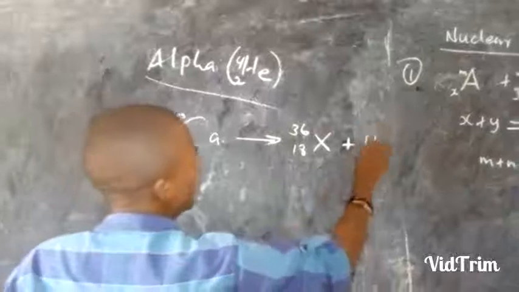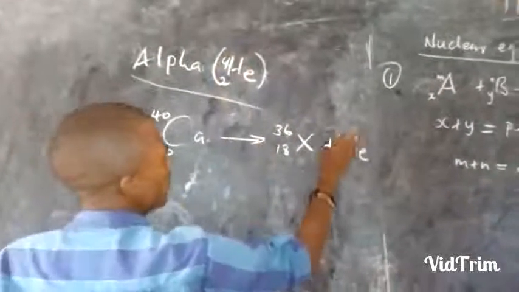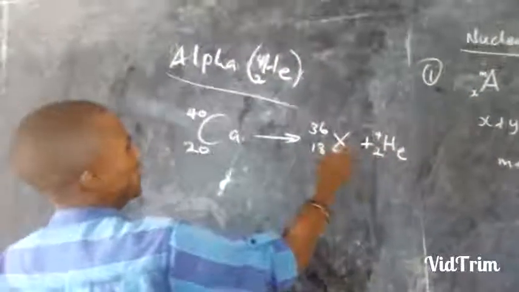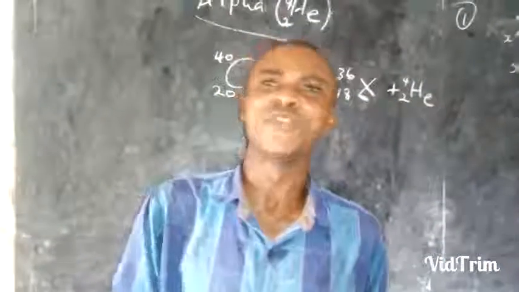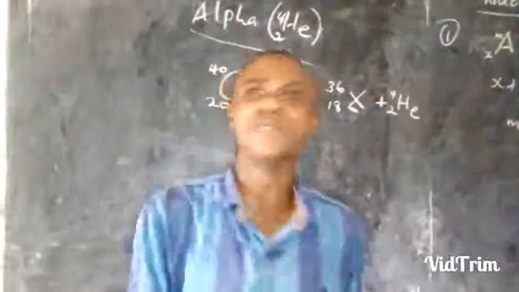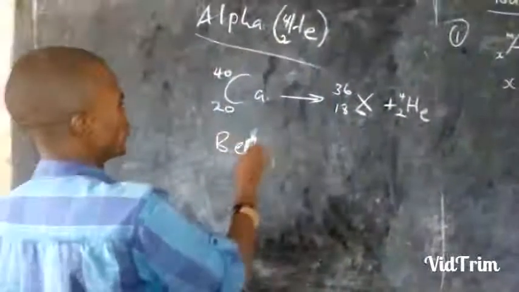Therefore, the symbol for the helium alpha particle is helium 4, 2. The name of the element will be provided. Do not bother with that. It's just an illustration: anytime the element undergoes alpha particle radiation, the mass number is reduced by 4, atomic number reduces by 2. We go to beta particle radiation, beta.